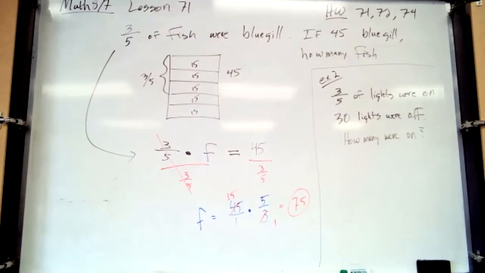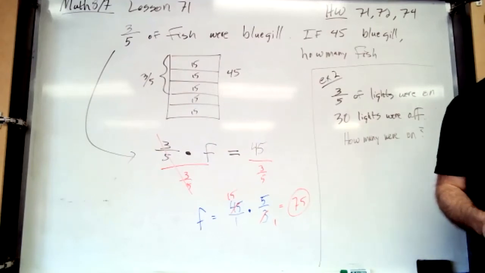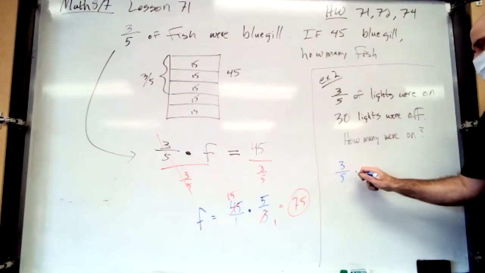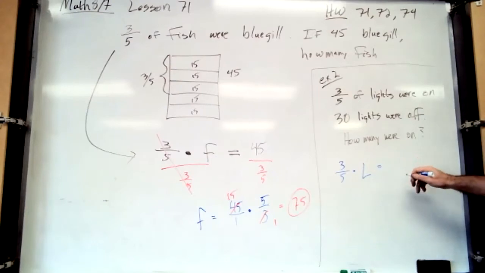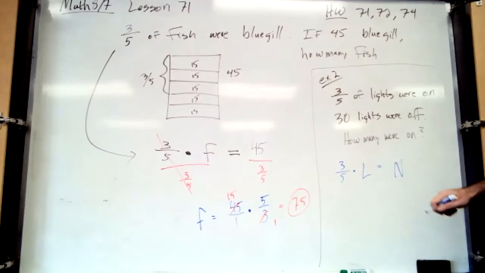Okay. So here's what I'm going to do. I'm going to try to do what I did before and translate. I'm going to say 3/5 of the lights were on. Okay, so what should I say for on? Oh, O's a little weird, right? Should I just say N for on? Okay, all right. And then I say 30 lights were off. So 30 were off. How do you say off? OF. You could use another variable. So we'll just say F. Okay. How many were on? All right. Well, what does N equal? Well, this doesn't really help me because there's like three different variables on the board, right?